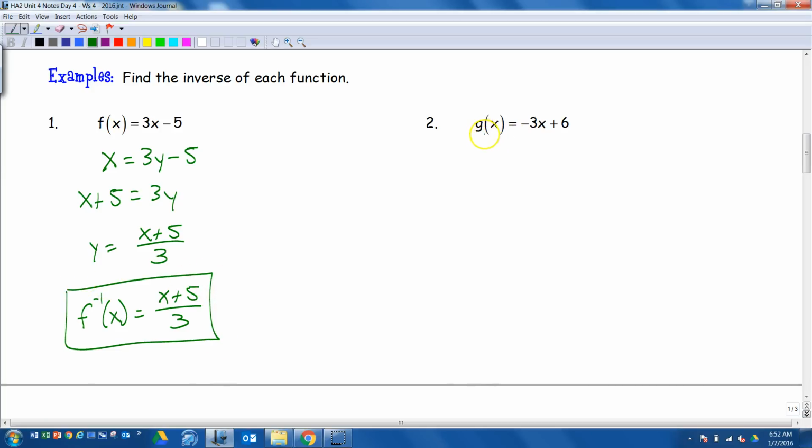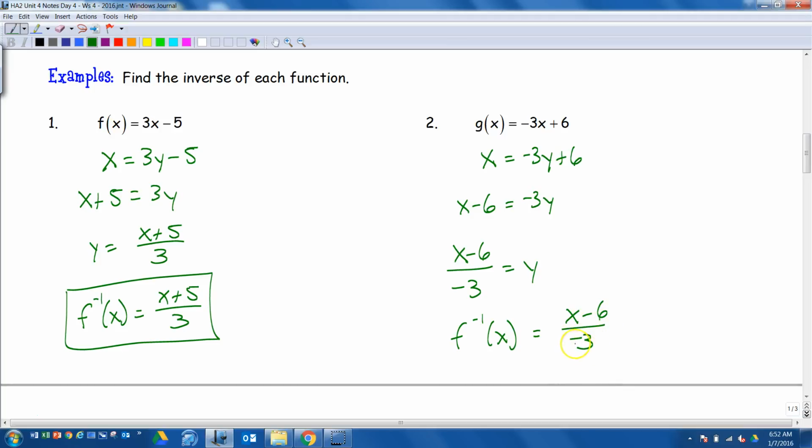Let's do it again. This was our y, so it's going to be our x now. And our x turns into y. We subtract 6. Divide the whole thing by -3, and we can say f inverse of x equals x minus 6 over -3. Okay.